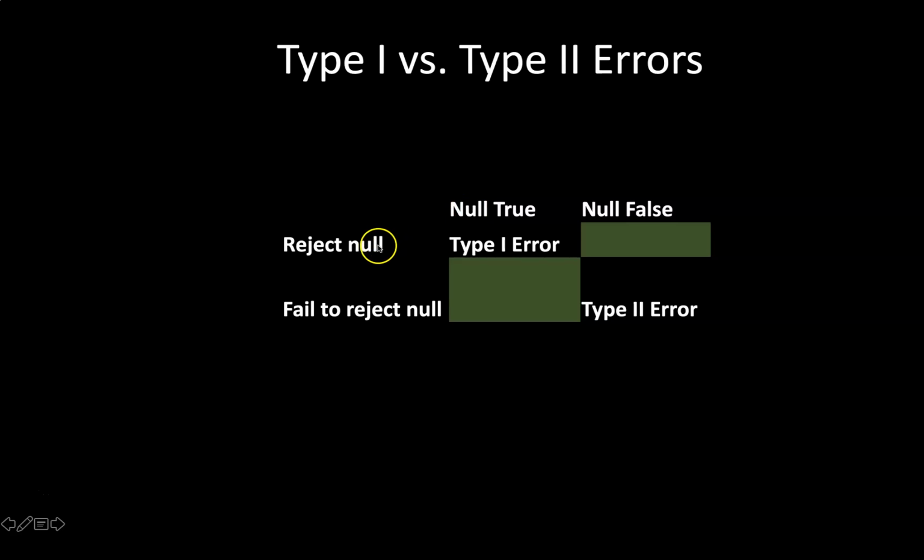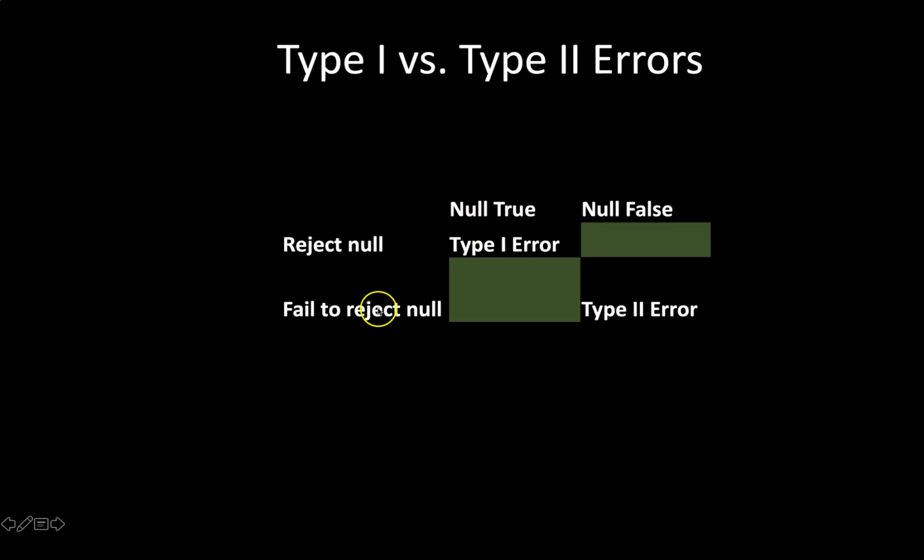If you say that there's a difference between the two groups, when in reality in the real world there's not a real difference, this is called a type 1 error. So a type 1 error is when you claim there's an effect when no effect really exists.